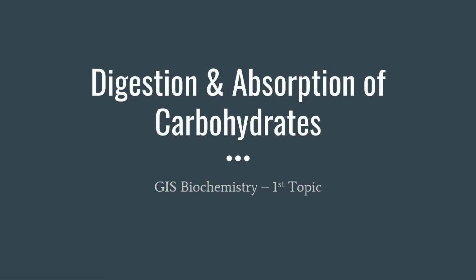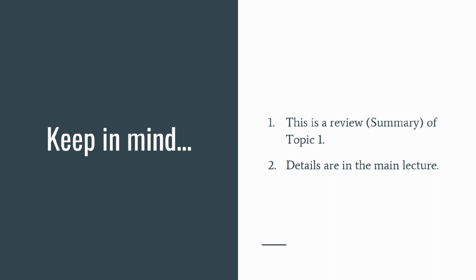Hello everyone, this is the GIS Biochemistry Topic 1 review, which is about the digestion and absorption of carbohydrates. Before we get into it, you have to keep in mind that this video is a summary of Topic 1. Use it for revision purposes only. Every single detail is mentioned in the main lecture, so go back whenever you need.